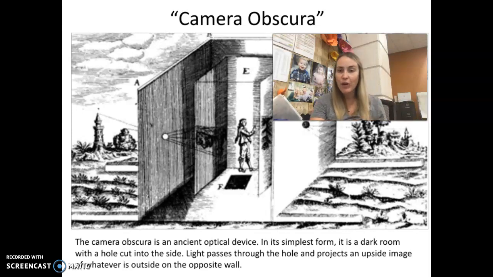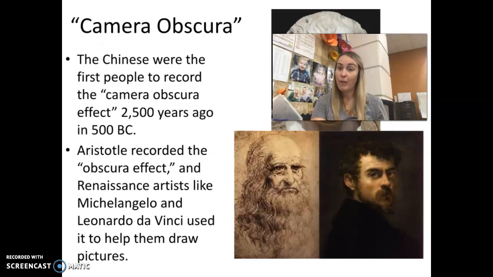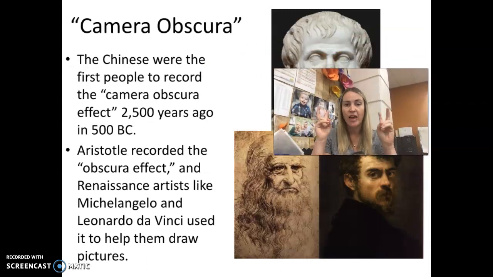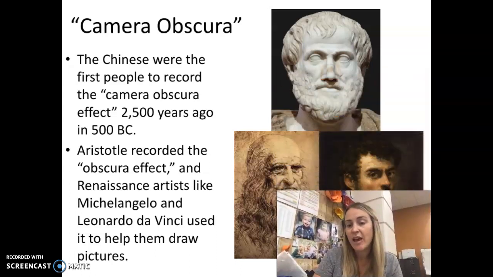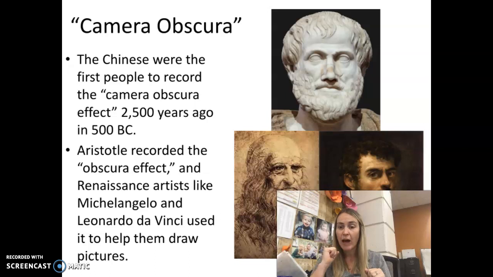Now, if you think about the practical applications of this, there are many. The first people to record what they call the camera obscura effect, it was over 2,500 years ago in 500 BC. The Chinese were the first to record it. Now, we don't know if they used the camera obscura effect for any practical application, but we can look at the writings from 2,500 years ago and realize that people noted that it happened, right?